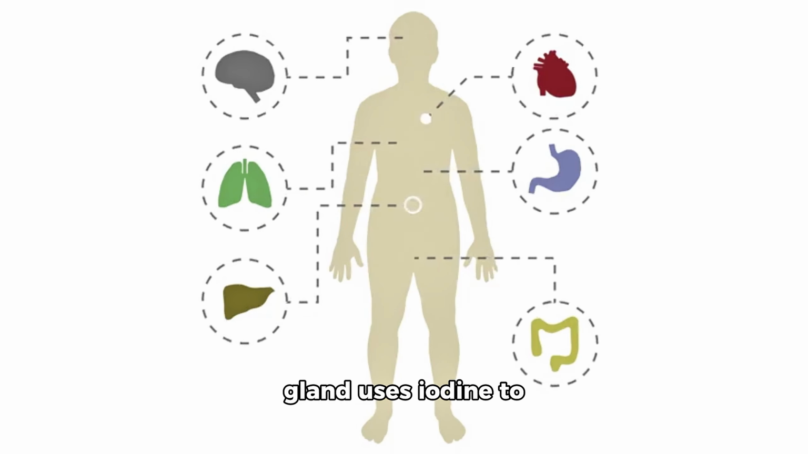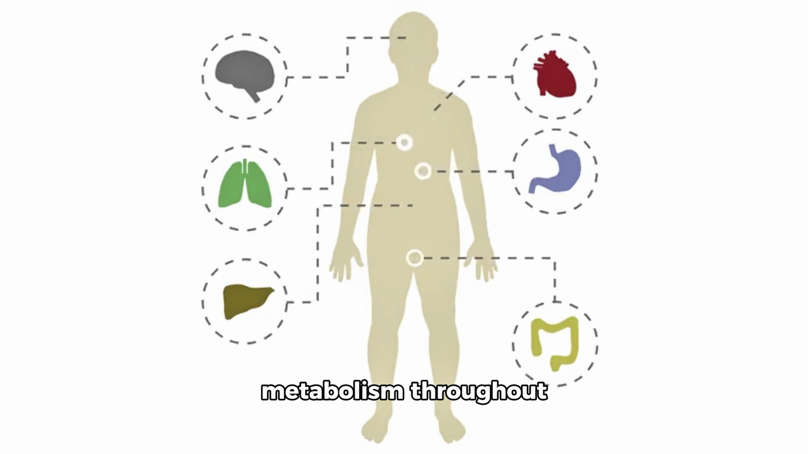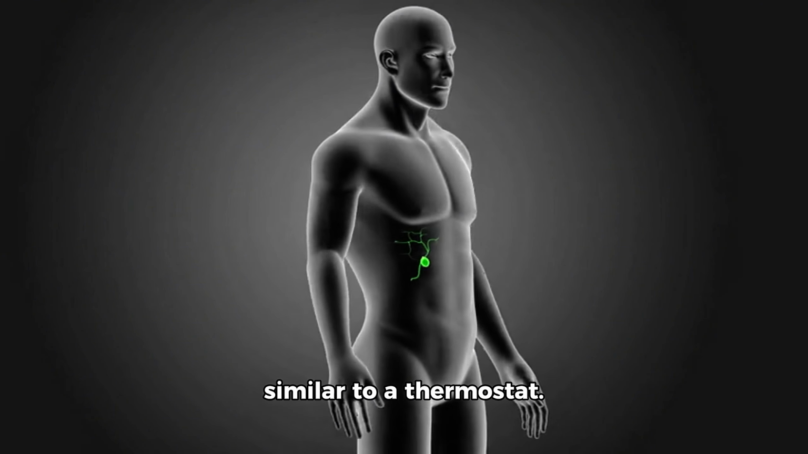Summary: the thyroid gland uses iodine to produce T3 and T4, which regulate metabolism throughout the body via feedback systems similar to a thermostat.